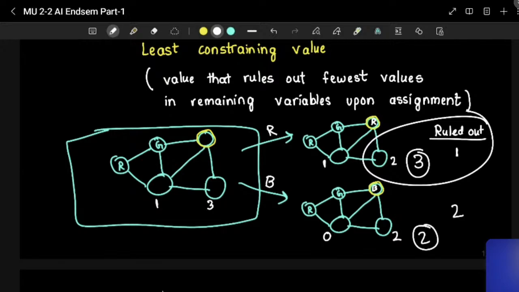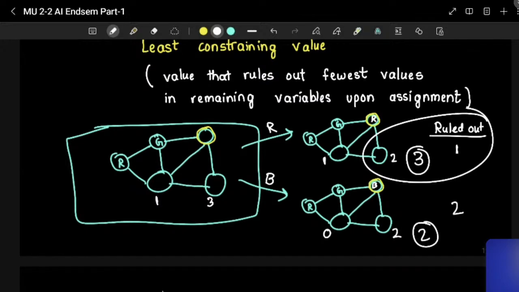So assigning R here is the next course of action. So here your R is the least constraining value. By assigning R, very few colors are getting ruled out, which is only one color is getting ruled out. But if you assign blue, 2 colors are getting ruled out, which we don't want. So this is how you pick your values. Once you fix which variable you're going to assign a value, this is how you select your values.